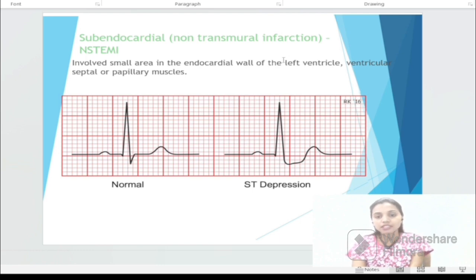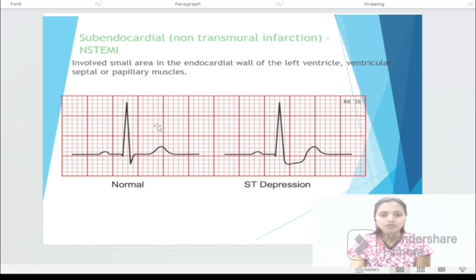Okay. So in this condition, it does not involve the complete inner wall of the heart, it only involves the left ventricle inner lining, which is called the endocardium. It also involves the ventricular septal, which is the part between the two ventricles, okay, and the papillary muscles. So these are small areas involved in this MI, and we will see the ECG.